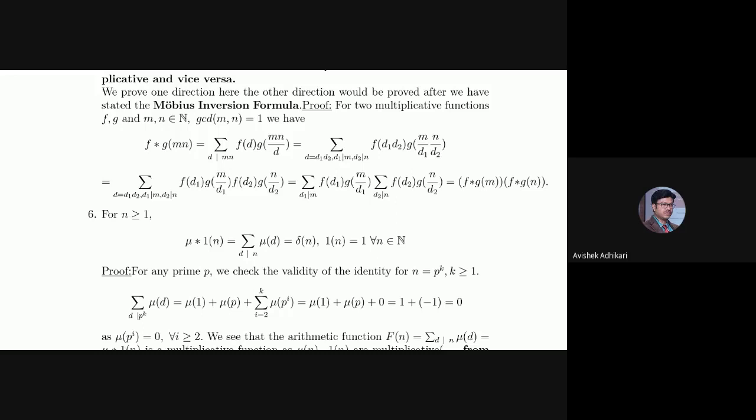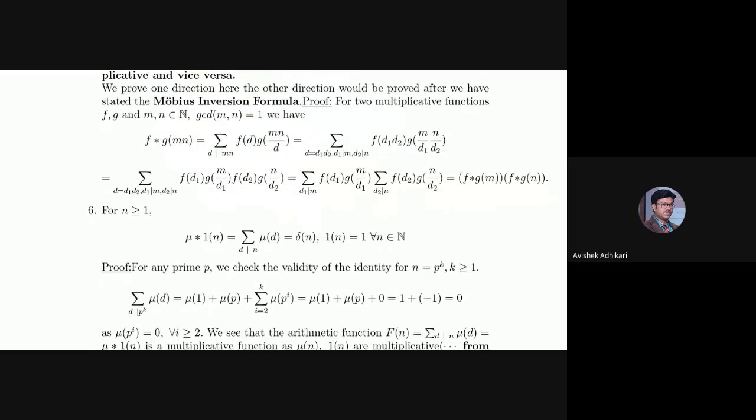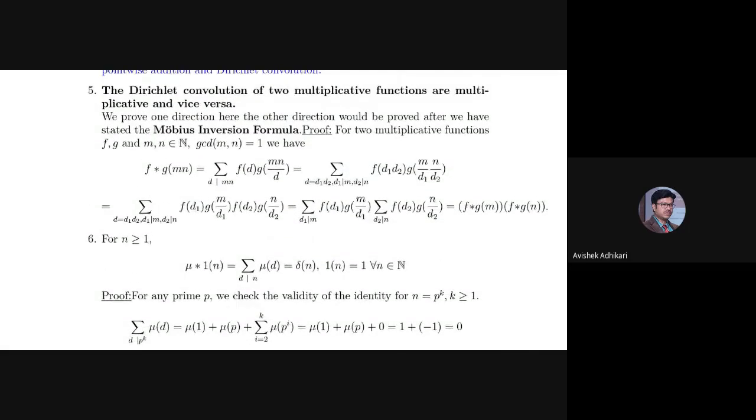And then we just break the f(d1 d2) part as f(d1) times f(d2), as f is multiplicative. We do the same for g, and then we break the summation and find that the Dirichlet convolution of two multiplicative functions is multiplicative.